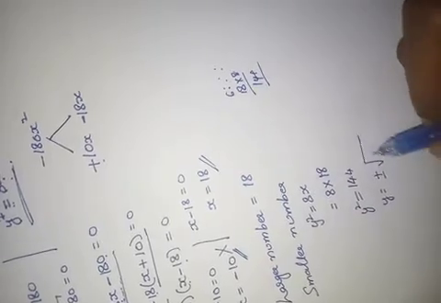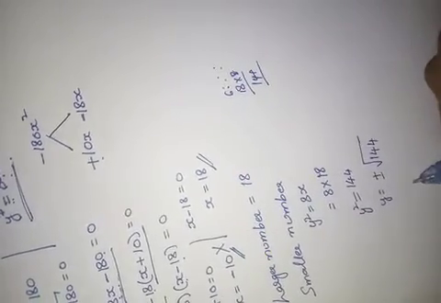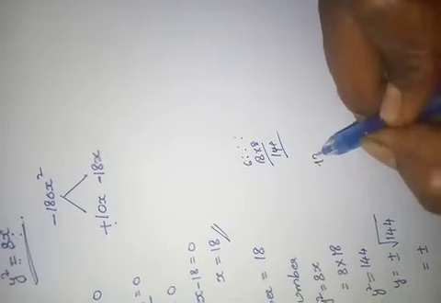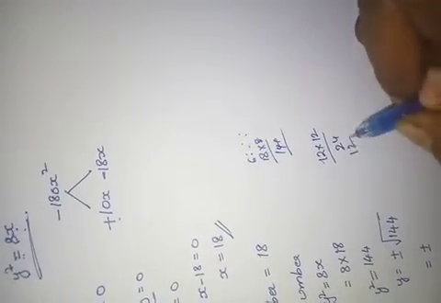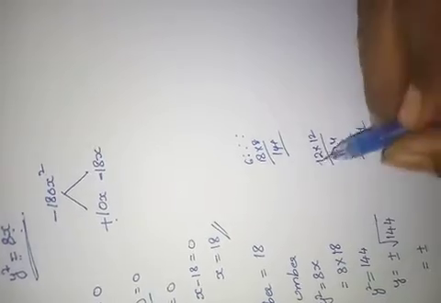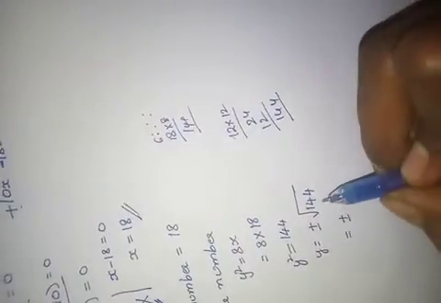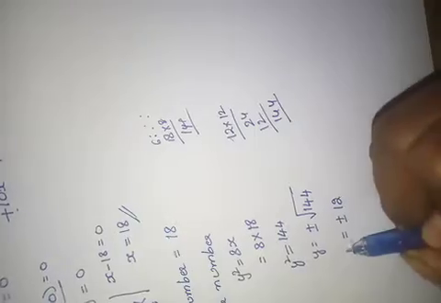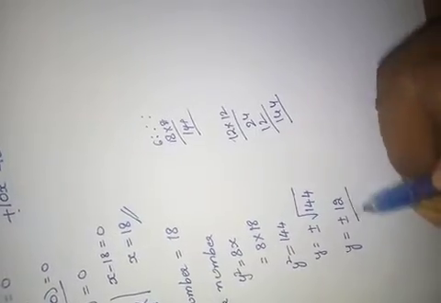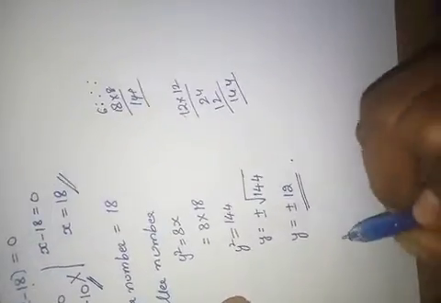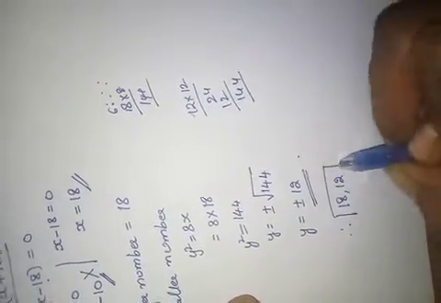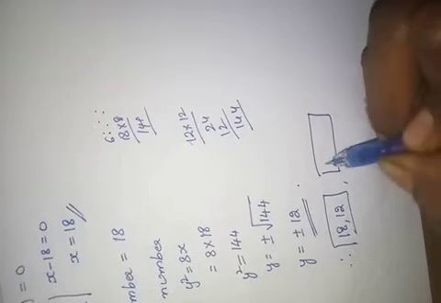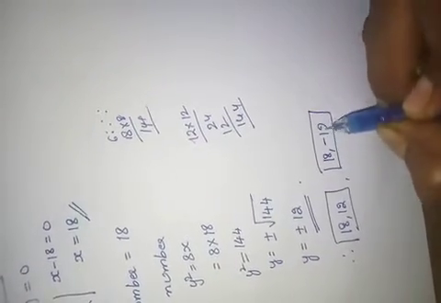Plus or minus root 144. 144 means 12 12s. The square root of 144 is 12. So y equals plus or minus 12. Therefore, what are the numbers? 18 comma 12 is one pair, and the next pair is 18 comma minus 12.